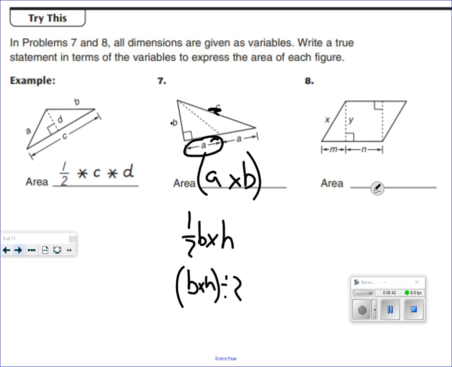Let's move over to this parallelogram. Remember, a parallelogram is your base times your height. Well, if I'm taking a look at my base there, that is M plus N. M plus N, okay? And then I'm going to multiply that by Y, which is my height.